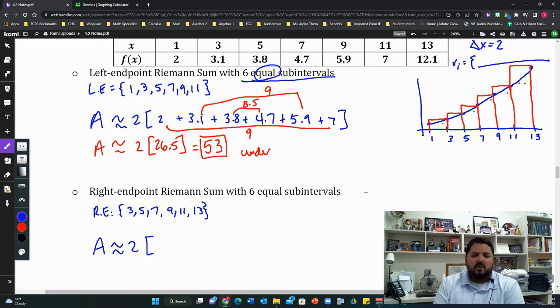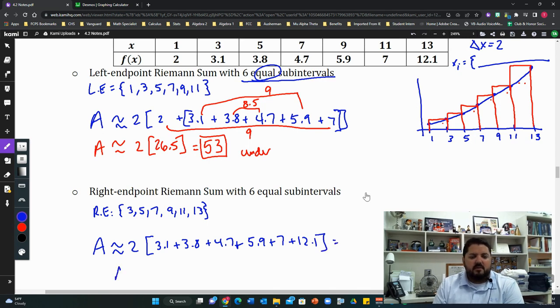So again, we're really just stealing everything that we listed up here except for that 2. So 3.1, 3.8, 4.7, 5.97, and then our missing y value of 12.1.